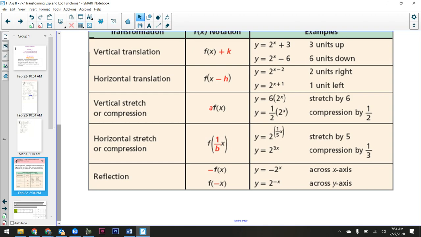And then the reflections: negative on the outside is a reflection across the x-axis. Negative on the inside is a reflection across the y-axis. Inside and outside mean inside of the exponent or inside of the log, or outside of the exponent and outside of the log.